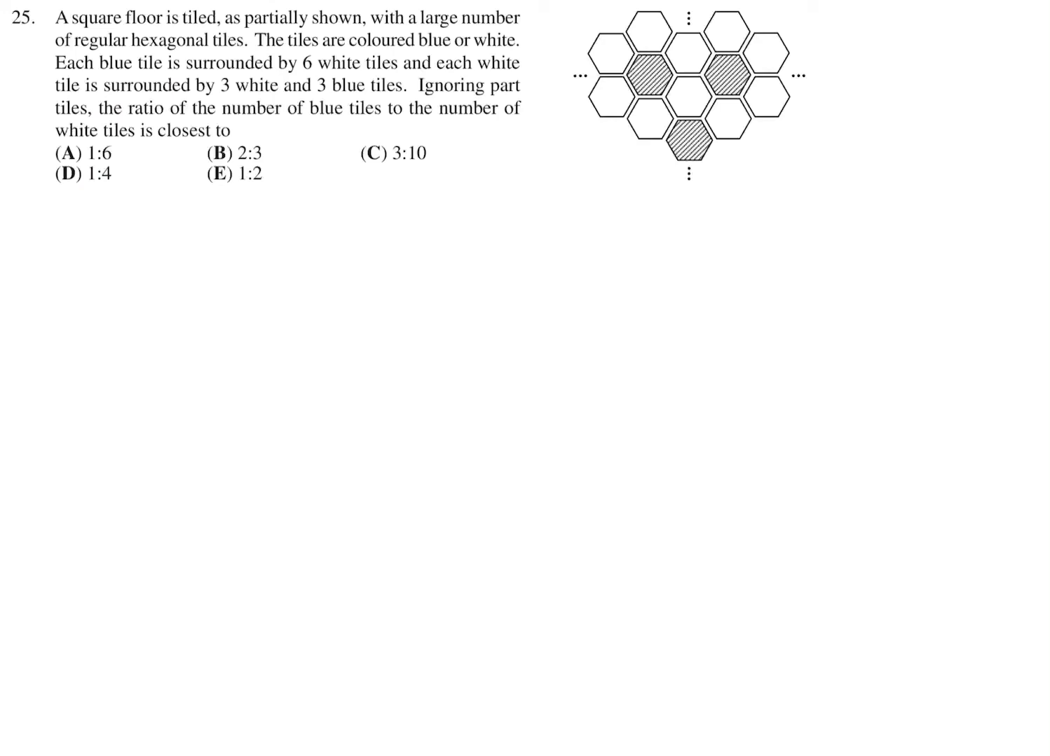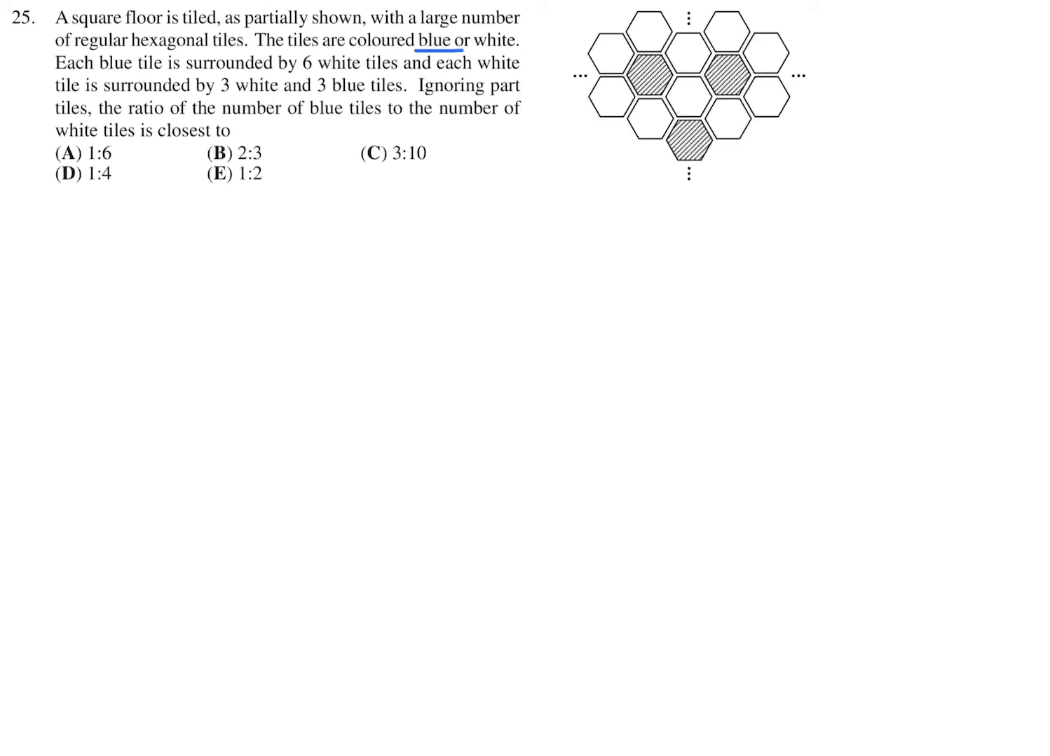A square floor is tiled as partially shown, with a large number of regular hexagonal tiles. The tiles are colored blue or white. Each blue tile is surrounded by 6 white tiles, and each white tile is surrounded by 3 white and 3 blue tiles. Ignoring part tiles, the ratio of the number of blue tiles to the number of white tiles is closest to.